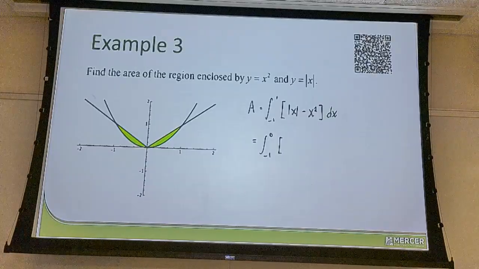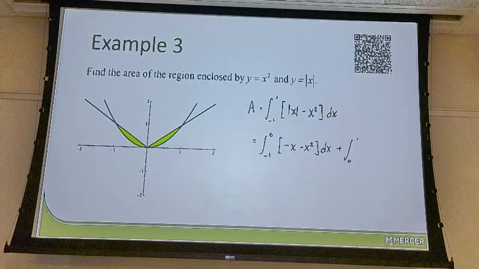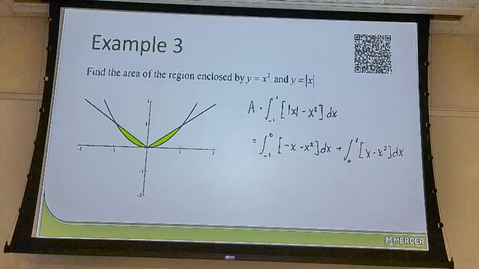Over -1 to 0, what is x? Or what is the absolute value of x? Positive. From 0 to 1, what is the absolute value of x? X. That's how we have to do it.